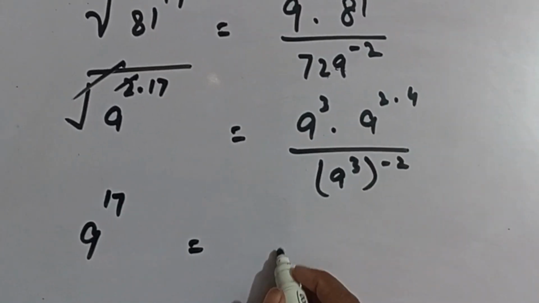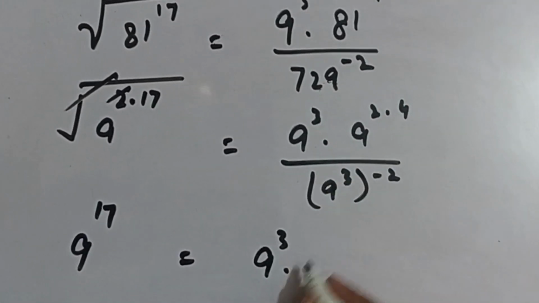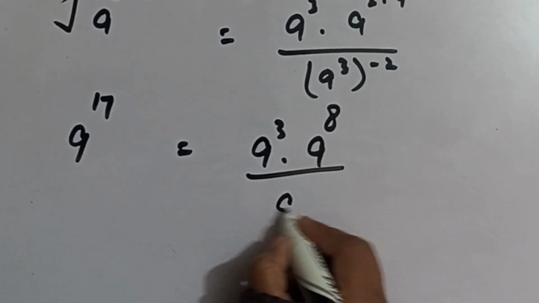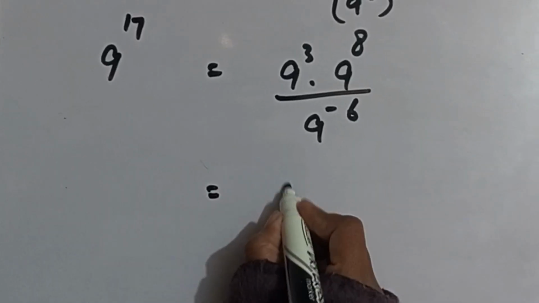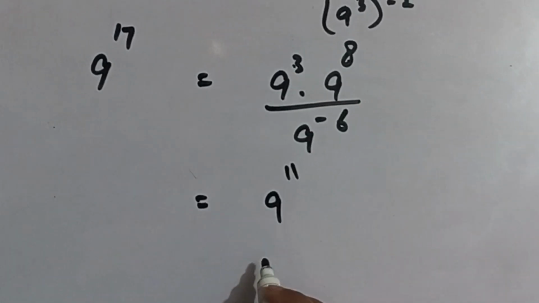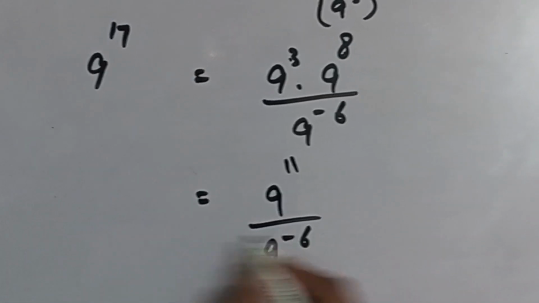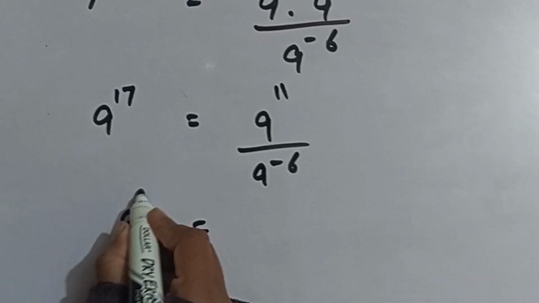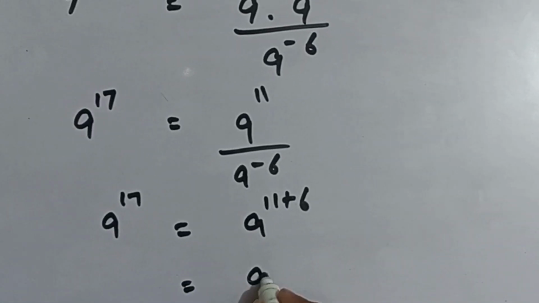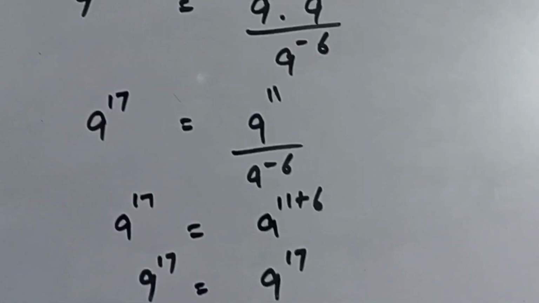Now we simplify this side. 9 raised to the power 3, and multiplying 2 by 4 we get 9 raised to the power 8. Multiplying 3 by minus 2 we get minus 6. Now we add these powers and get 11, over 9 raised to the power minus 6. Now we write this as 9 raised to the power 11 plus 6, which is equal to 9 raised to the power 17. So in this case left hand side is equal to right hand side.